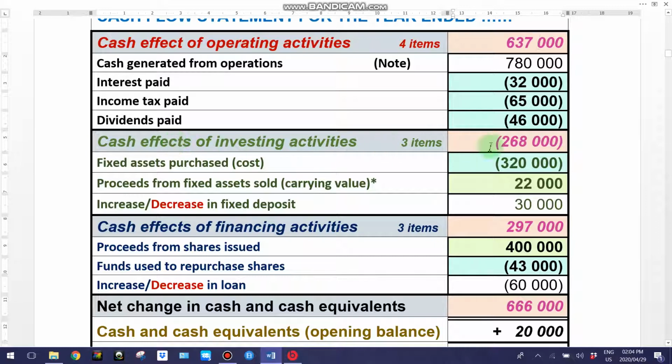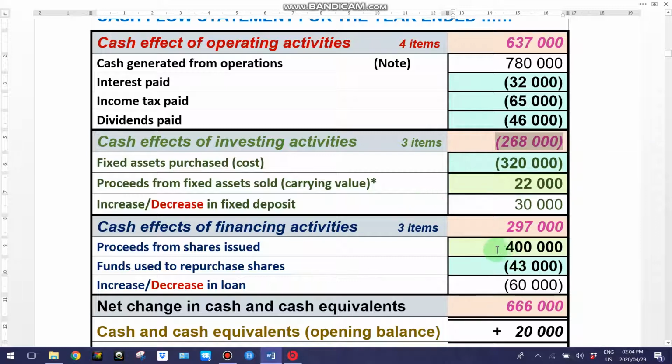Looking at the investing activities, I have a net outflow of 268,000. I've got it in brackets because my largest figure there is fixed assets purchased at 320,000, and I've got 22 inflow and 30 inflow. I've got minus, plus, plus, and they end up with a net figure of 268,000. It must be in brackets.